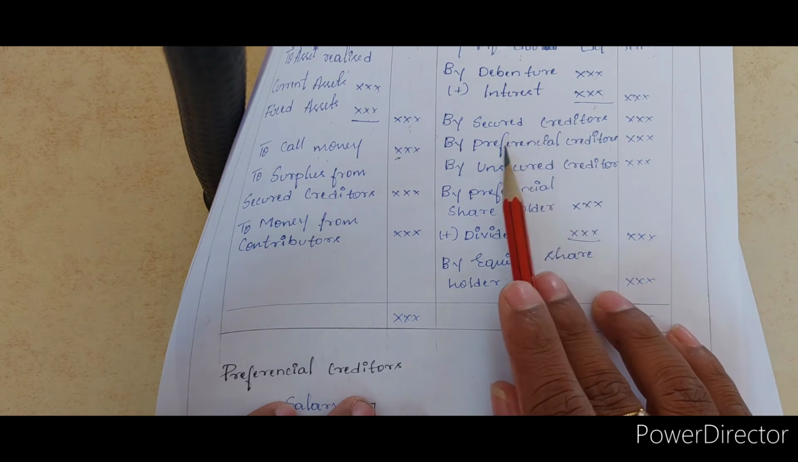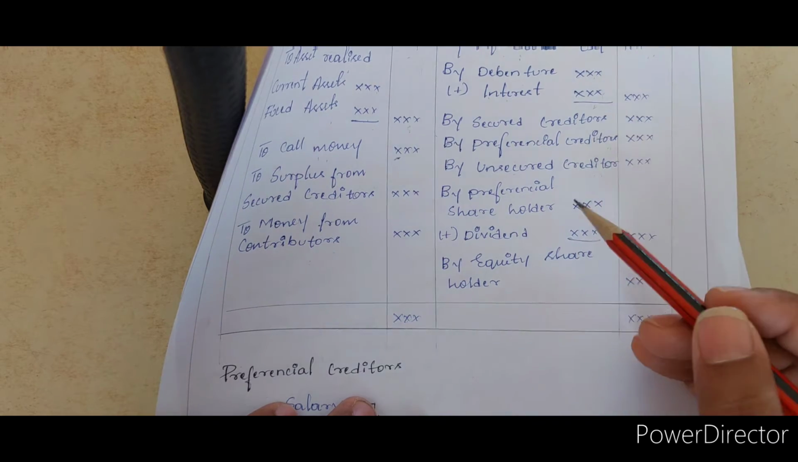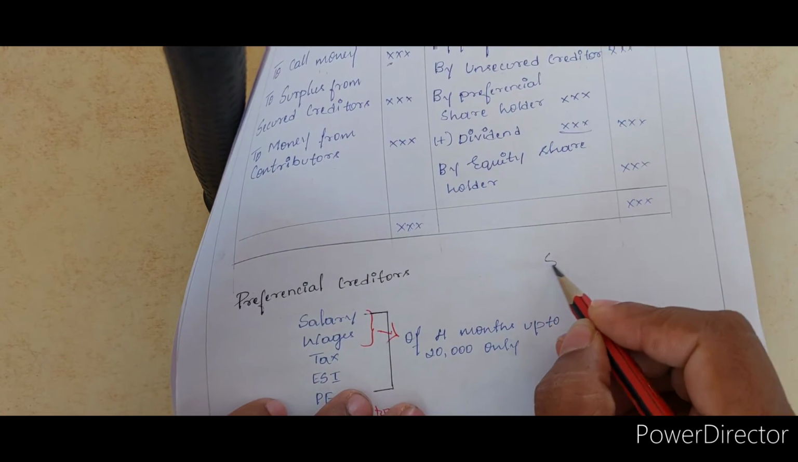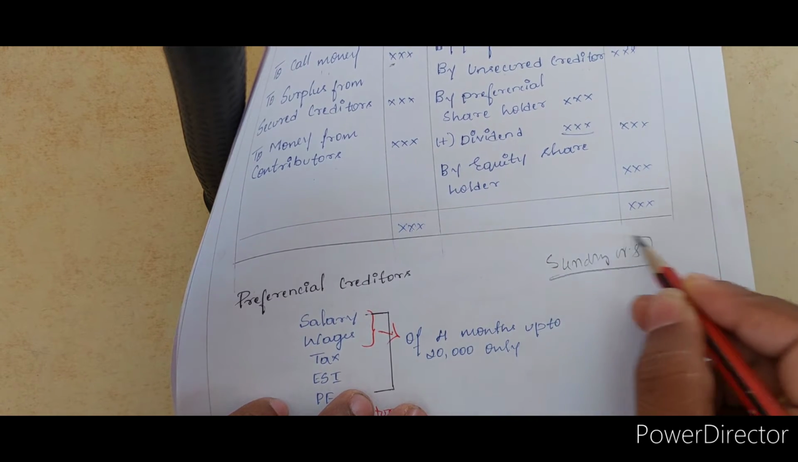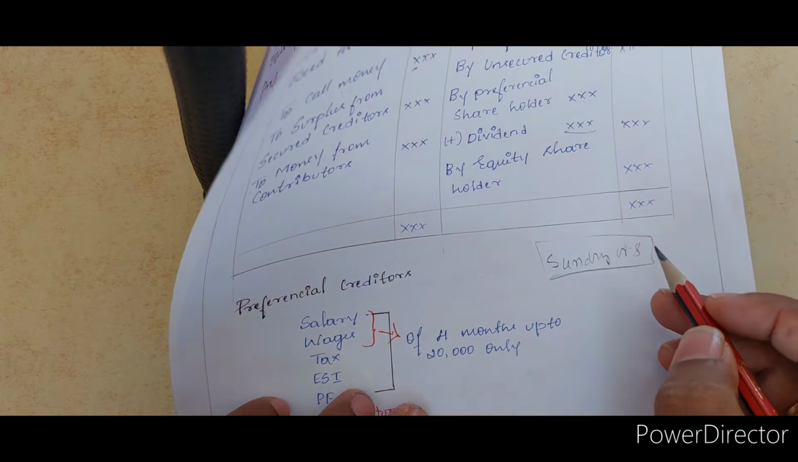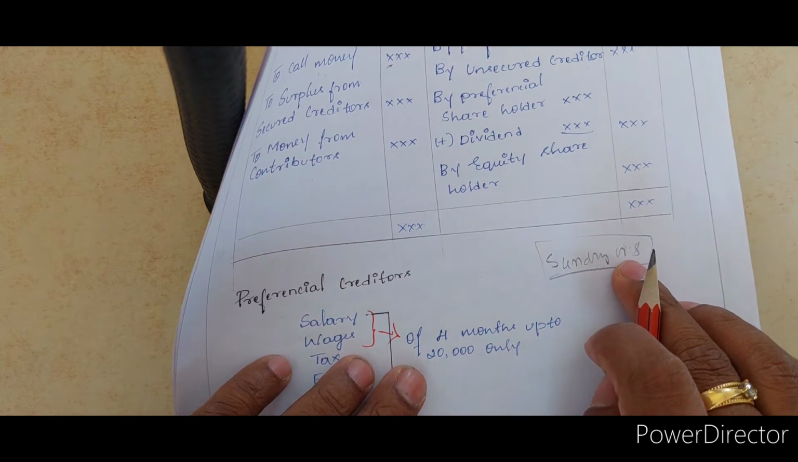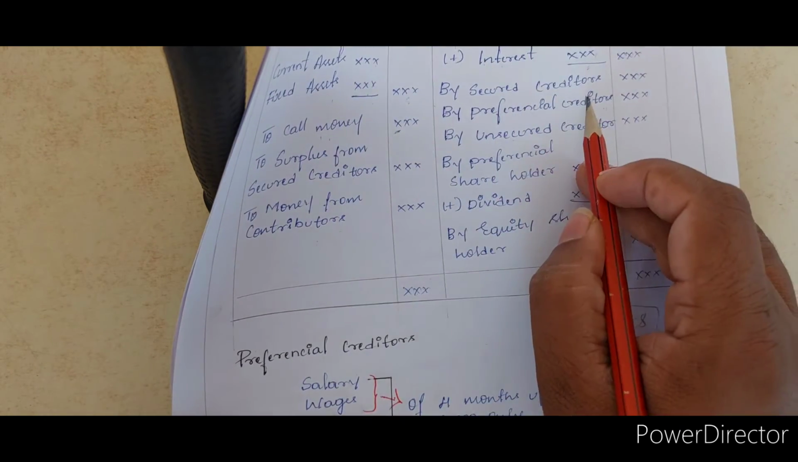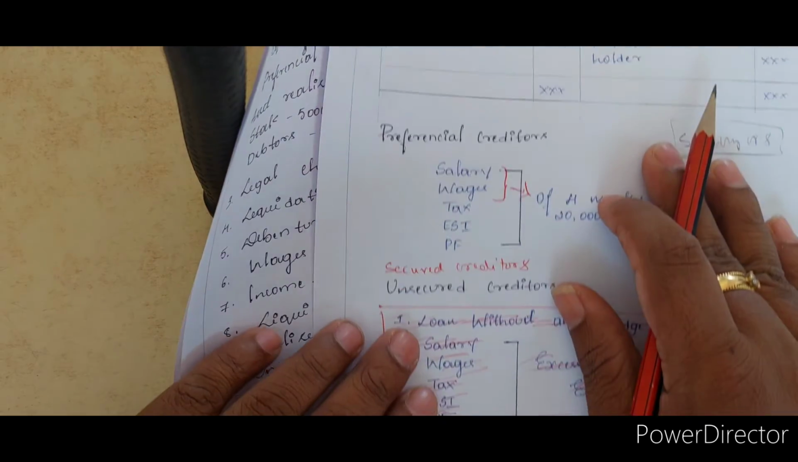The first is secured creditors, next preferential creditors, and then unsecured creditors. So you might have heard a word called sundry creditors. What are sundry creditors? Sundry creditors are nothing but a group of creditors. Whatever the creditors are there, all the creditors are divided into three groups: secured creditors, preferential creditors, and unsecured creditors. The list of them I have mentioned here.